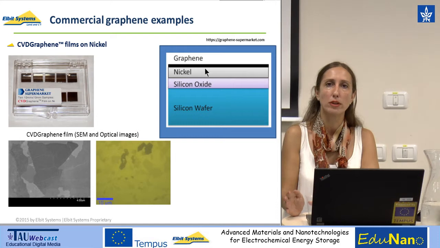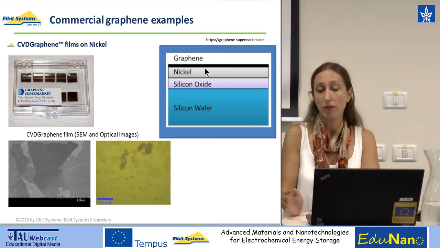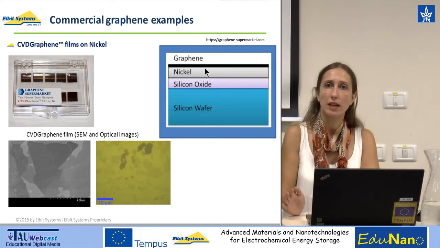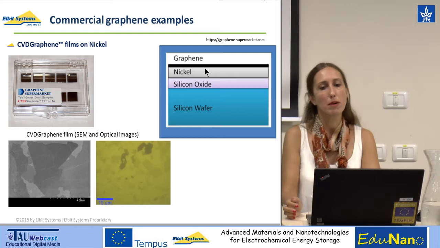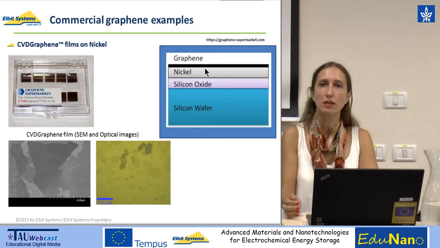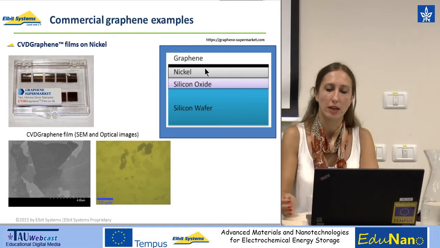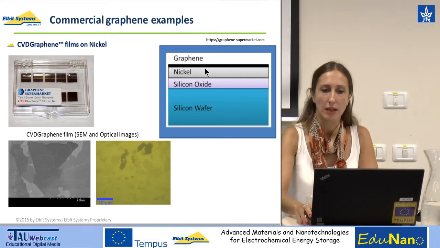monolayer of 0.14 nanometer thickness, but there were actually three monolayers of graphene attached to one another on top of the nickel substrate. So we are talking about a thickness of approximately 0.45 nanometer of graphene layer.